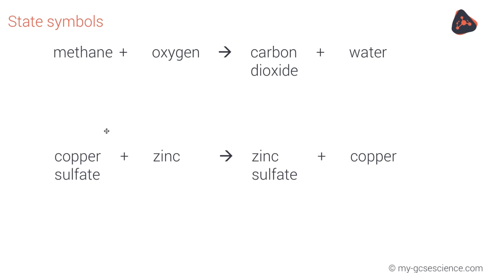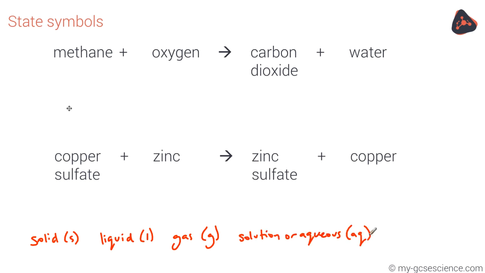Now that we've learned about the different states of matter, we need to know how to represent this in a symbol form as part of a chemical equation. State symbols tell us whether a substance is a solid, a liquid, a gas, or aqueous, which means that it's in a solution dissolved in water.